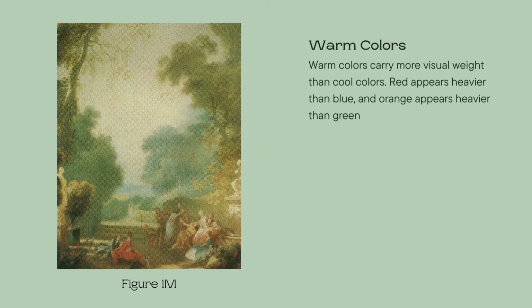And then there's warm colors. Warm colors carry more visual weight than cool colors. Red appears heavier than blue, and orange appears heavier than green. This oil on canvas painting by Jean Honoré Fragonard is entitled A Game of Hot Cockles. In this painting, he balances all the cool, low intensity colors with the warm, bright red on the dress in the foreground.